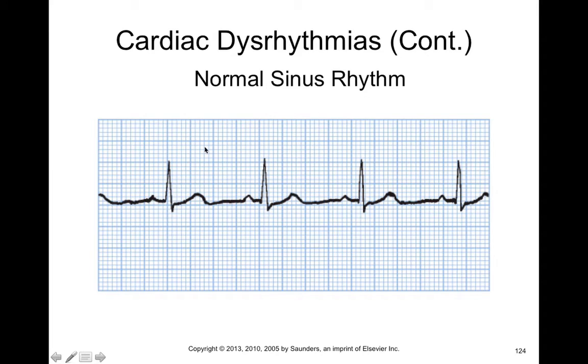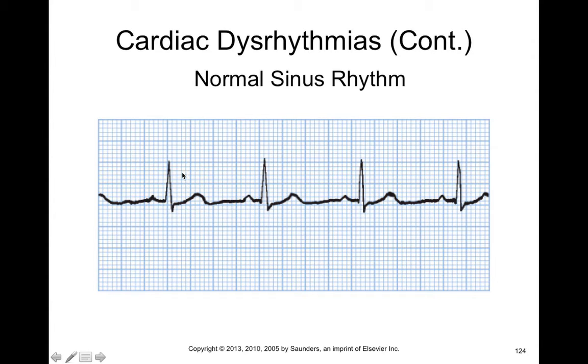Now, we see again, this is a normal sinus rhythm. And you can tell it's normal sinus rhythm because, first of all, we have all of our normal waveforms. So we have a P wave, QRS wave, and a T wave, followed by a P wave, QRS wave, and a T wave. It's also normal in the sense that all these intervals are the same distance.